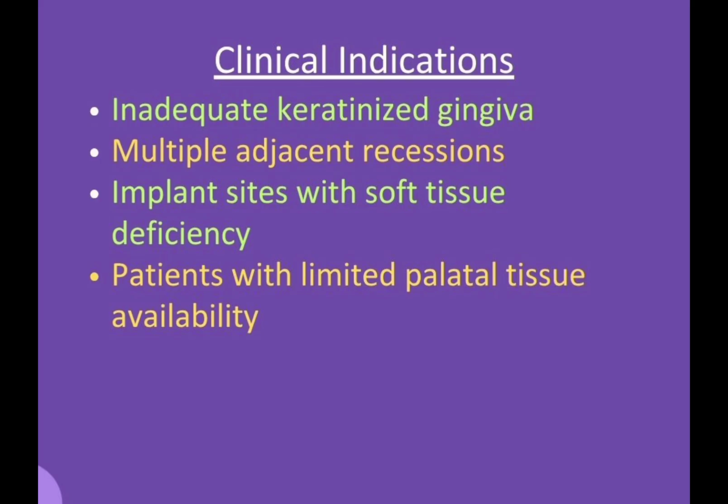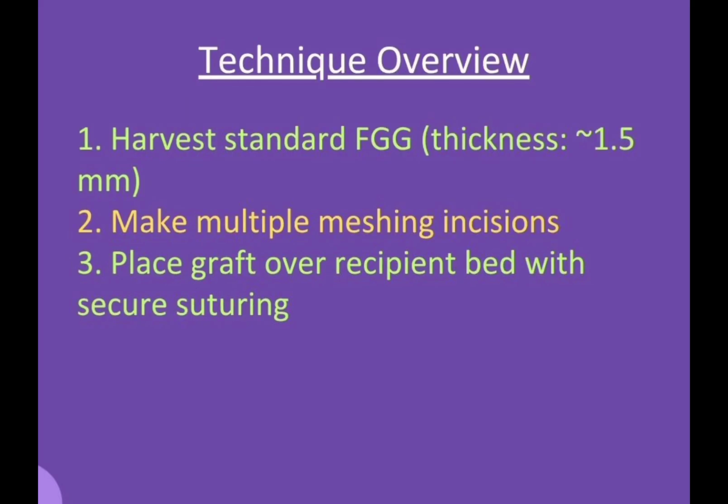Let's see the technique in short, that is, what all steps are done to achieve this expanded mesh free gingival graft. First, you harvest a standard free gingival graft of a uniform thickness of about 1.5 millimeters. Then make multiple meshing incisions, and finally place the graft over the recipient bed and secure it using a variety of suturing methods.